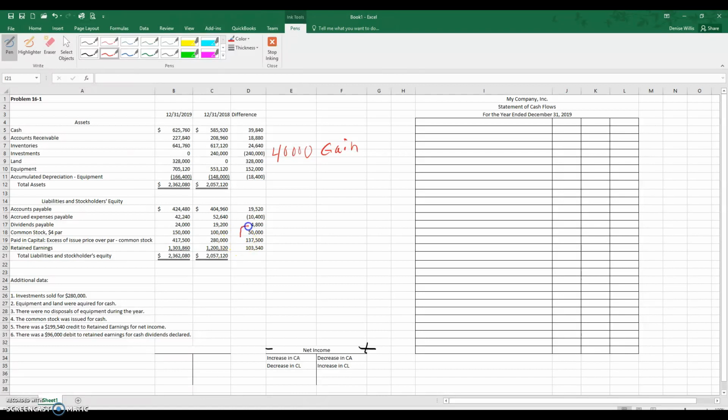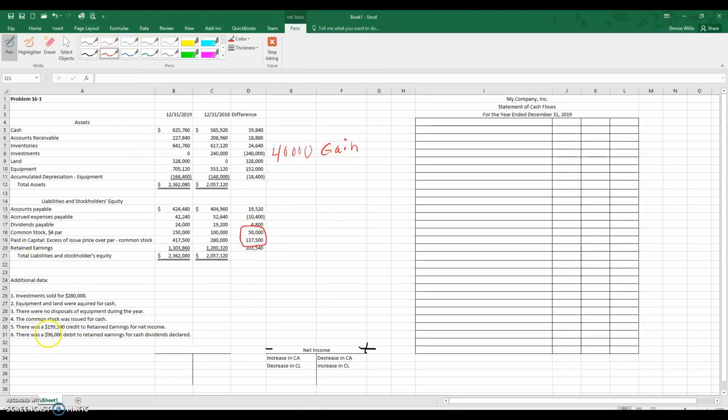So we actually need to remember both of those numbers right there when we are going to deal with our stock issuance in the statement of cash flows. Okay, retained earnings, it went up. Retained earnings goes up for net income. It goes down for cash dividends actually paid.